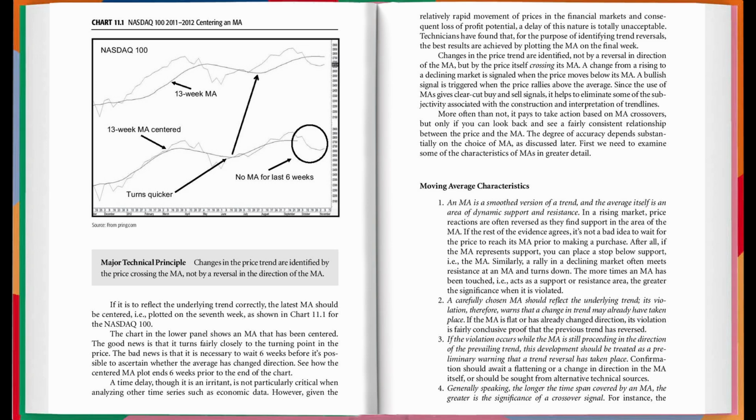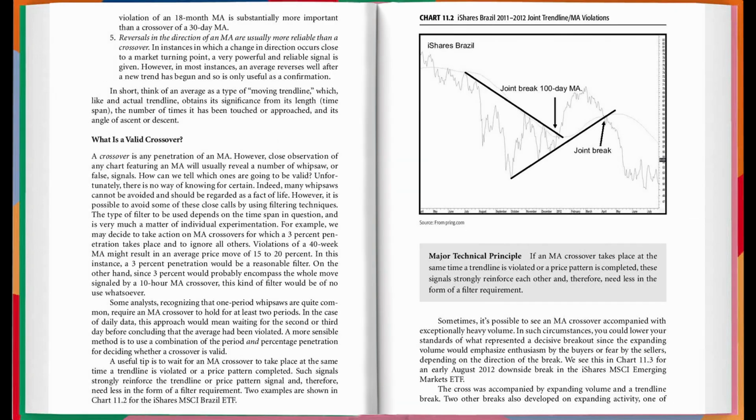Confirmation should await a flattening or a change in direction in the MA itself, or should be sought from alternative technical sources. 4. Generally speaking, the longer the time span covered by an MA, the greater is the significance of a crossover signal. For instance, the violation of an 18-month MA is substantially more important than a crossover of a 30-day MA. 5. Reversals in the direction of an MA are usually more reliable than a crossover.